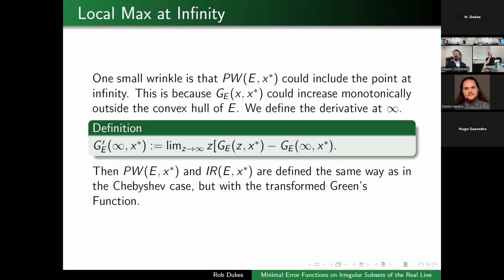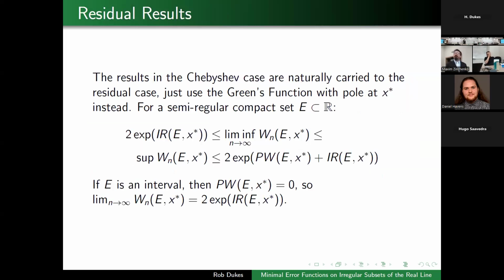Once that's done, everything's pretty much the same. The Widom constant and the irregularity coefficient are found by summing up critical points or irregular points of the new Green's function. And so we get the exact same results. The residual case, for a semi-regular complex set, we get 2 exponential of IRE less than or equal to the limit, less than or equal to 2 exponential of PWE plus IRE. If E is an interval, then we get 0, and so the limit is exactly that.